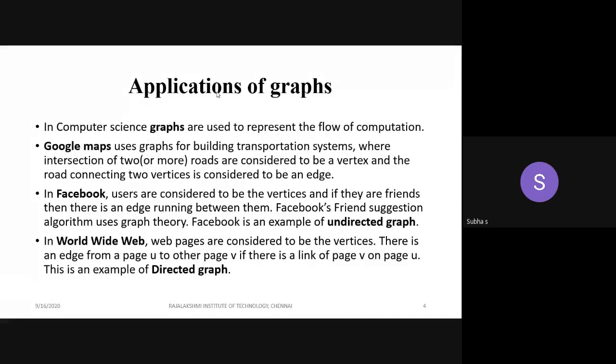Here they are using the graph data structure. So the road that connects the two vertices, that is called as what? Edge here. Okay, look at that last point.